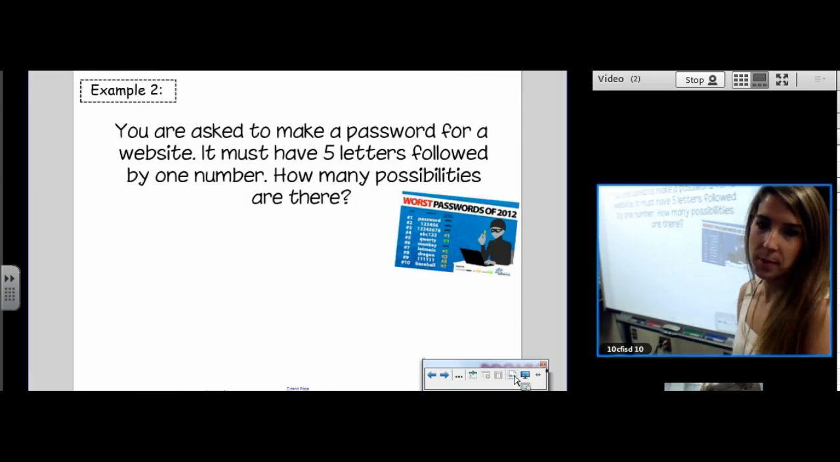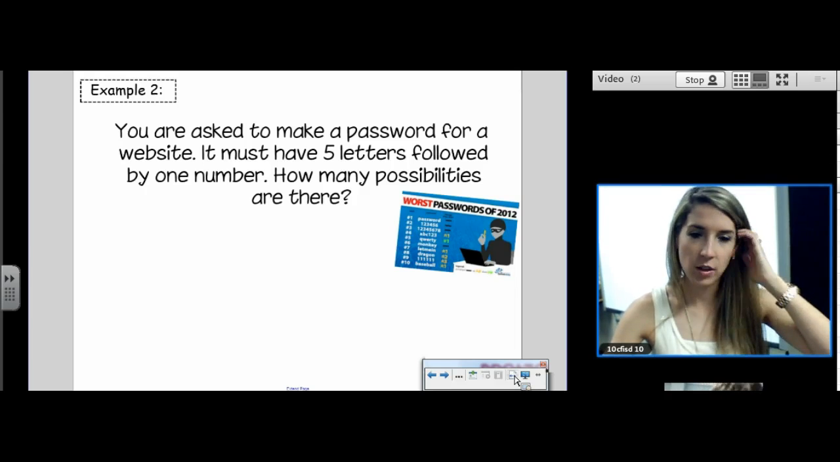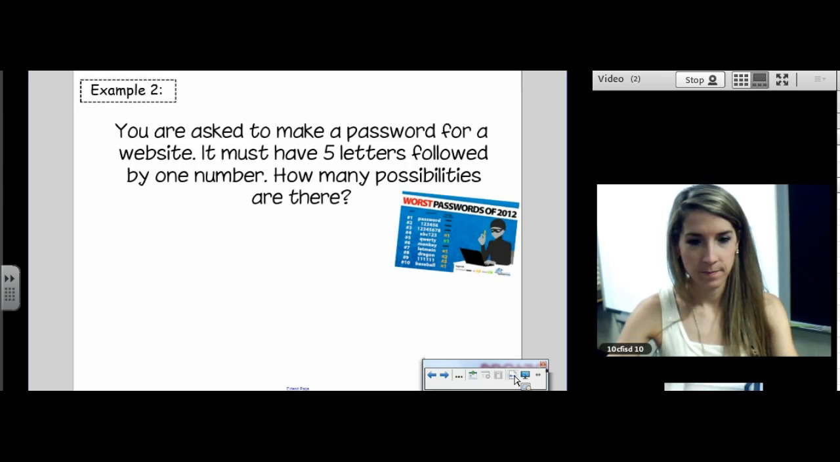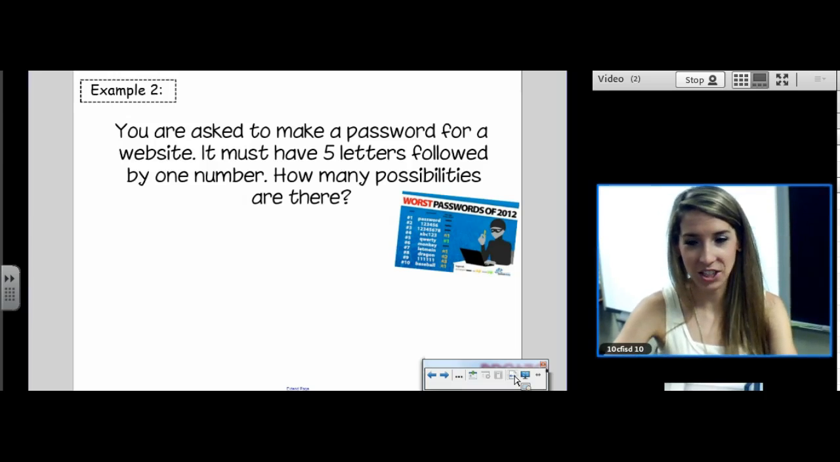Let's step it up a little bit. You're asked to make a password for a website. It must have 5 letters followed by 1 number. How many possibilities are there? No, there's not an infinite number of possibilities. Actually, there's a finite number of possibilities, and we're going to find out how many.